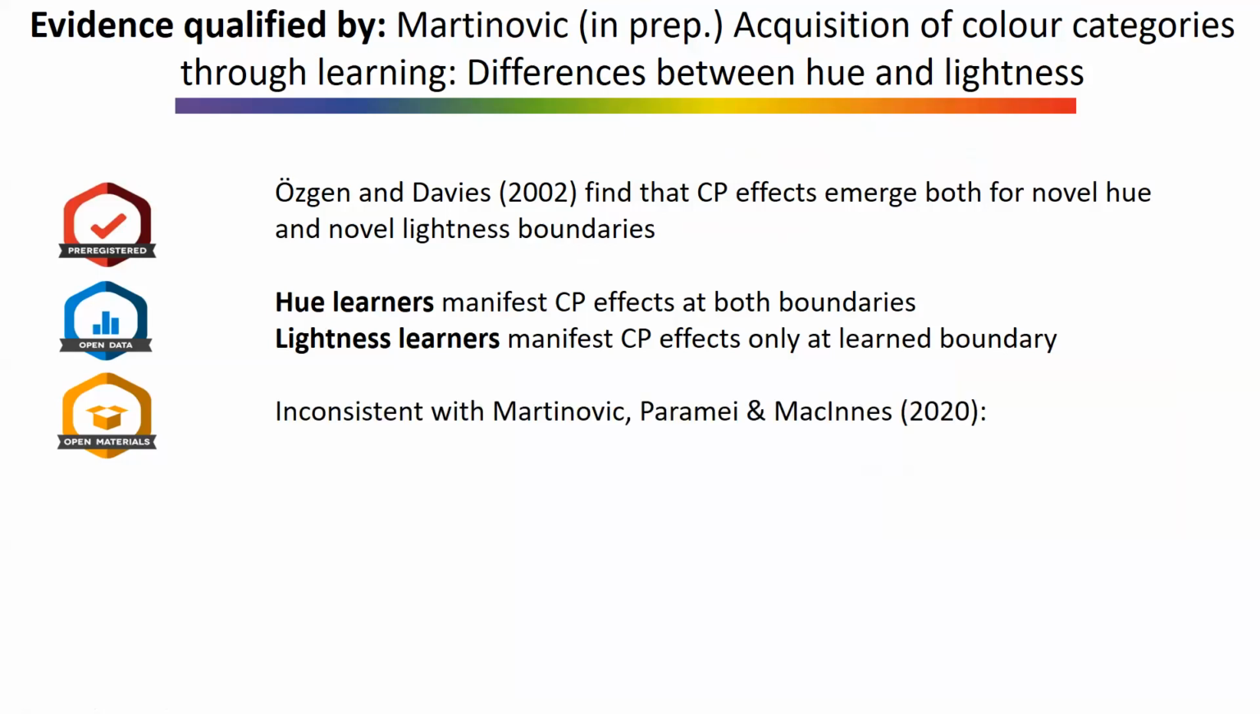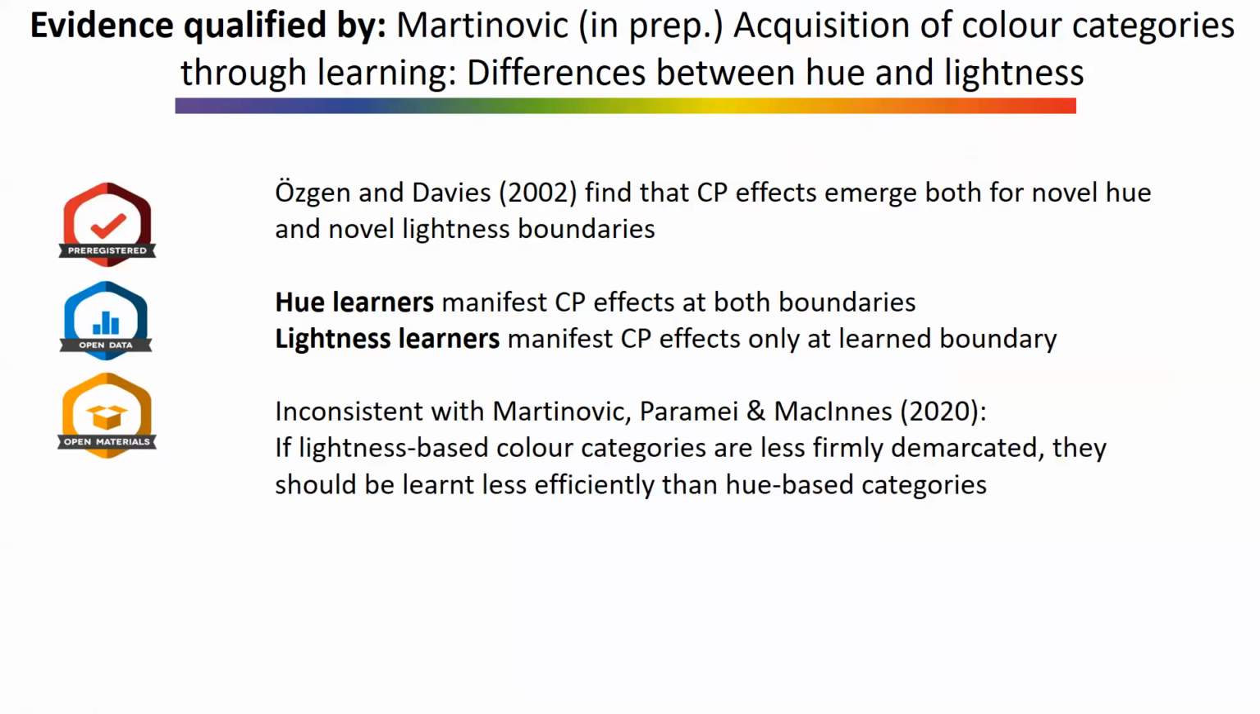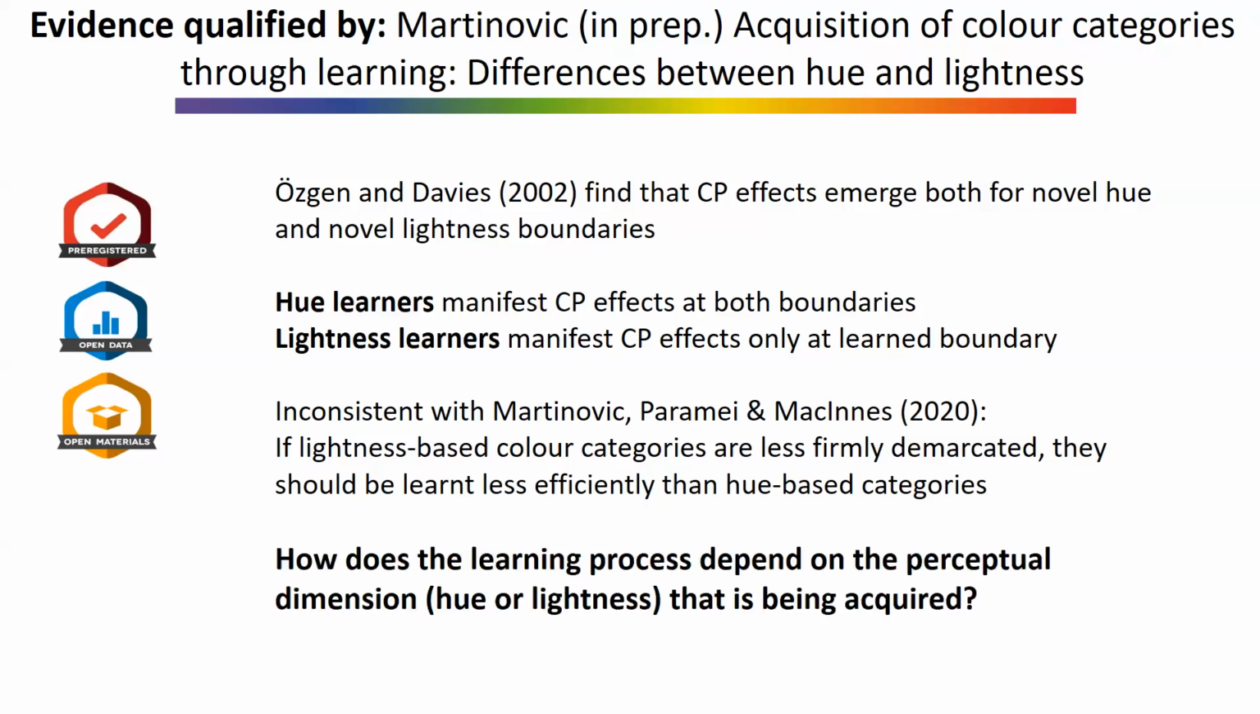So you can see how this could be inconsistent with our findings, because if lightness color categories are less firmly demarcated, then you would think they should be learned less efficiently than hue-based categories. So in a sense, they might have been harder to acquire, rather than so easy to acquire that the hue learners acquire them incidentally as well. So based on the comments of the reviewers, we immediately started thinking about replicating this study too.